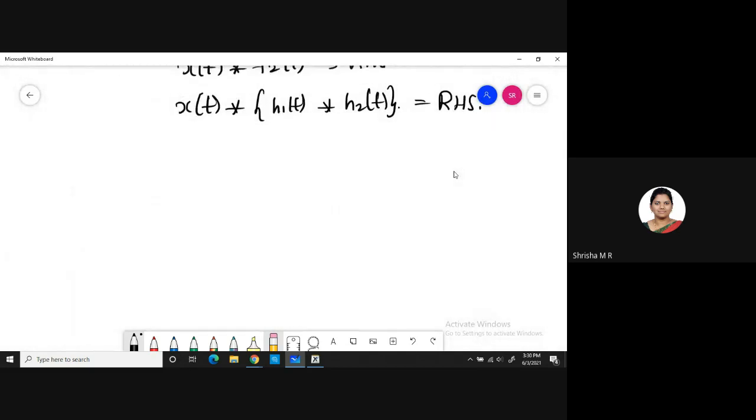It's clear? Yes, ma'am. Before now we shall solve a few problems on interconnection. I'll just tell you a few small properties, so that is for your reference. So, property of delta function.